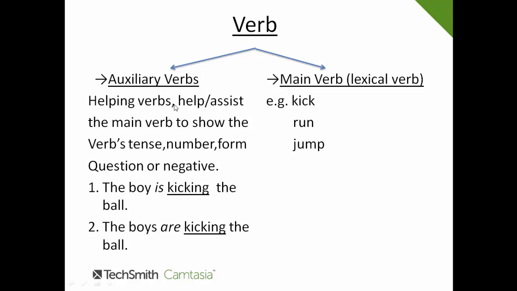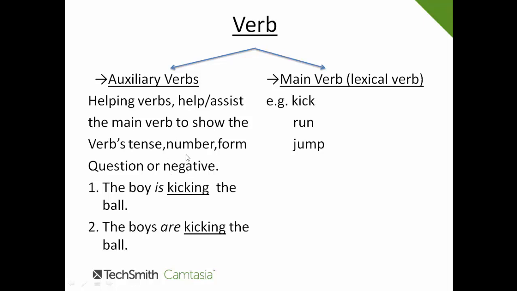Okay. Now let's see the definition of auxiliary verb. Auxiliary verbs are often described as helping verbs. They help or assist the main verb to show the verb's tense, number, form, question, or negative. Now, like I said earlier, it assists the main verb. Auxiliary verb assists the main verb to express tense, number, question, or negative.